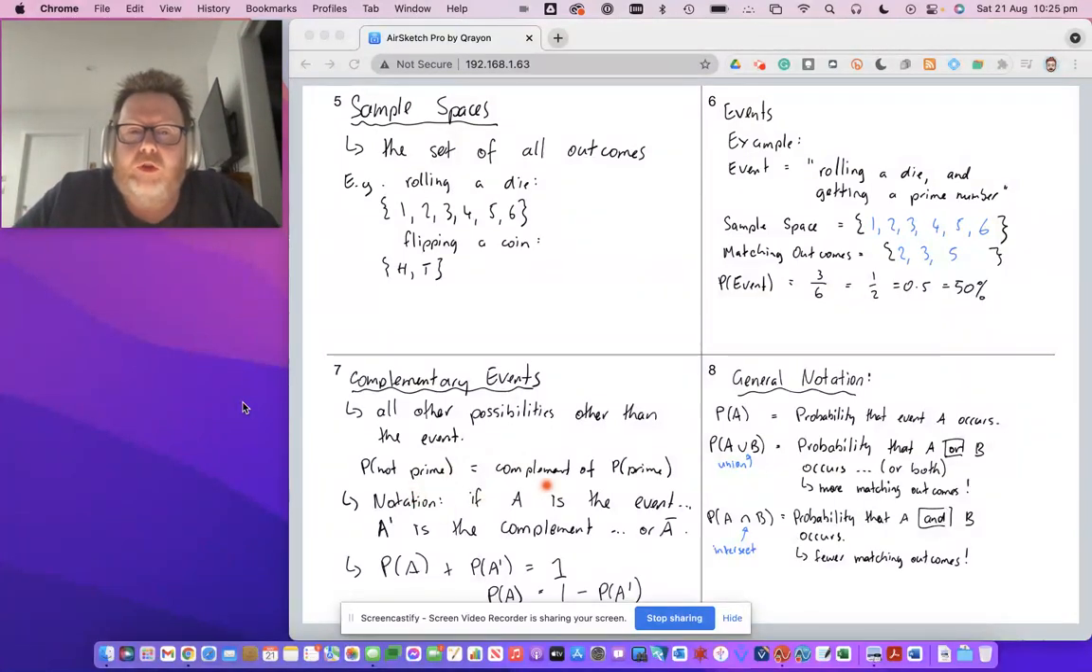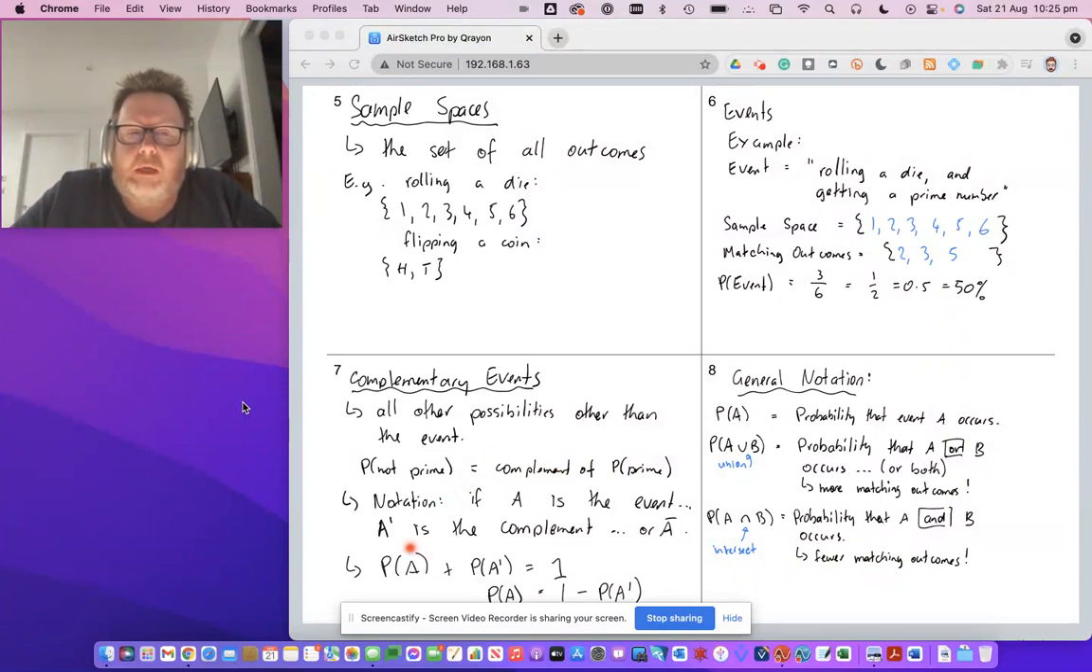I've got a note on notation here. So if we call A the event, then A dash like that, which is what I tend to use, or you might see A bar, A with the bar on top, that's the notation for the complement event. Okay, so if A is the complement of B, then A dash equals B and B dash equals A.